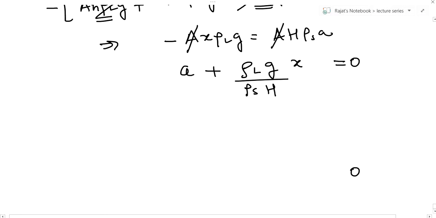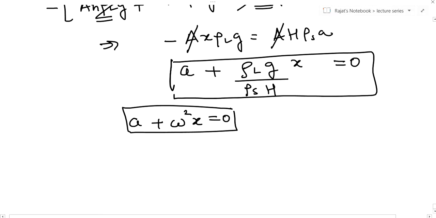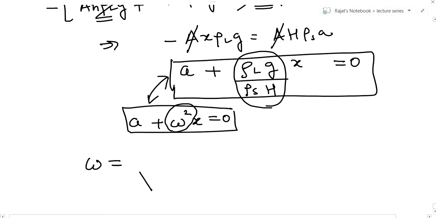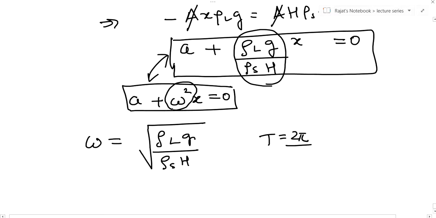Do you remember the equation of simple harmonic motion? a plus omega square x is equal to 0. Just compare here. We have been able to express the acceleration in this form, so the motion will be simple harmonic motion. What will be the time period? Omega square is the coefficient of x, so here it is rho L g upon rho S capital H. So omega will be the square root of rho L g upon rho S capital H. The time period will be 2 pi upon omega, 2 pi under root rho S capital H upon rho L g.